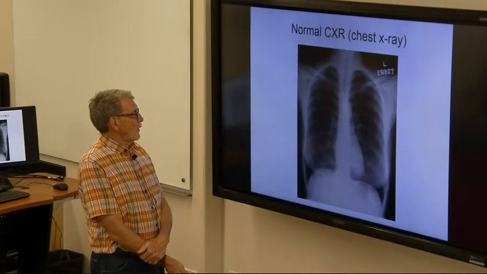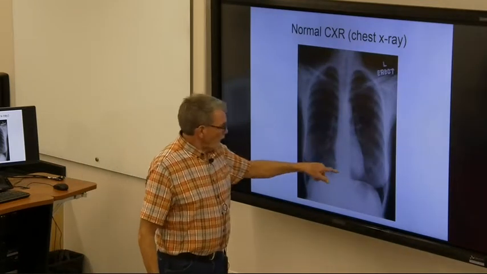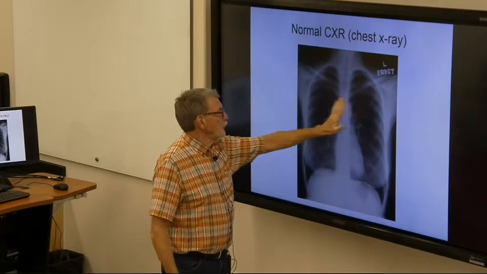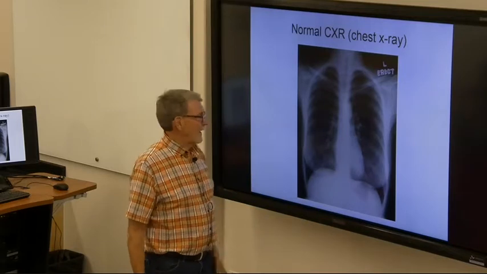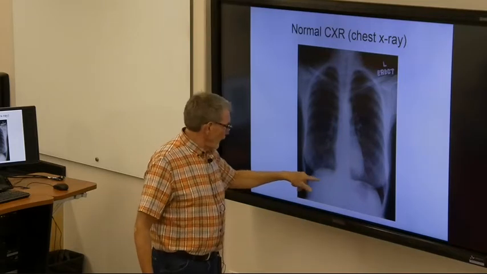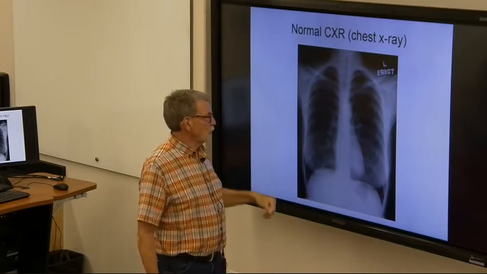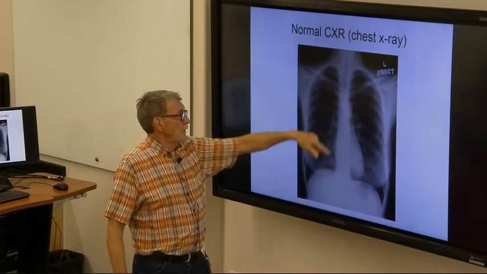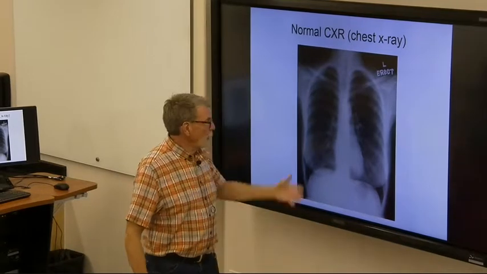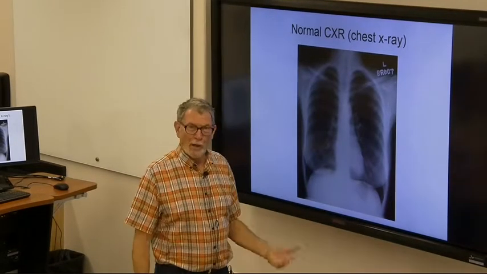Normal chest X-ray. Here's the heart, but the rest of it should be mostly clear. This is what air looks like. Blood and other things are white. So a chest X-ray, even though an X-ray mostly is good for looking at bone, it also shows fluid quite well.